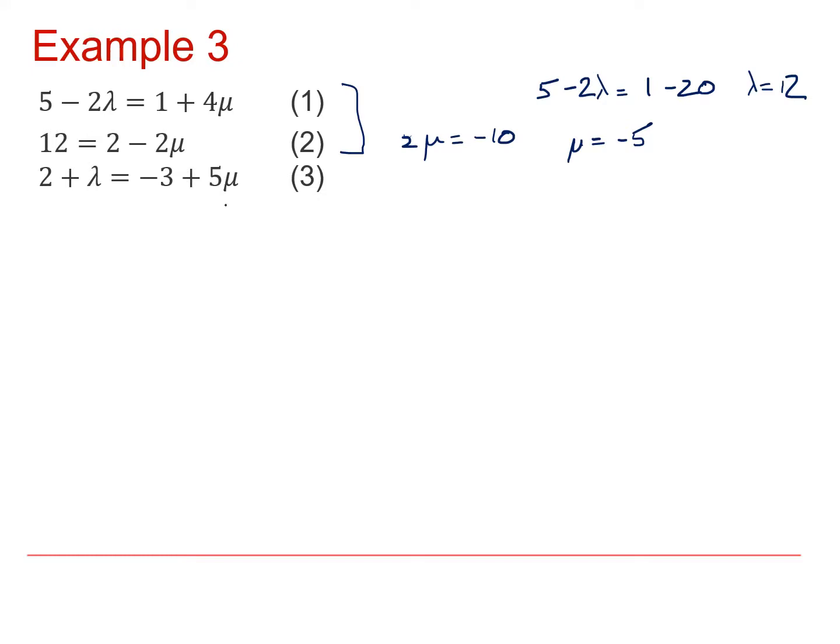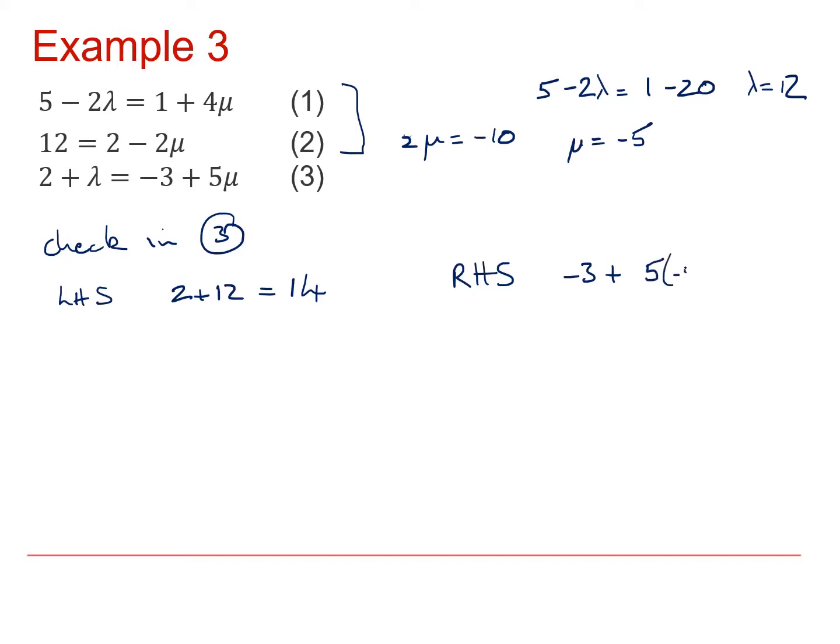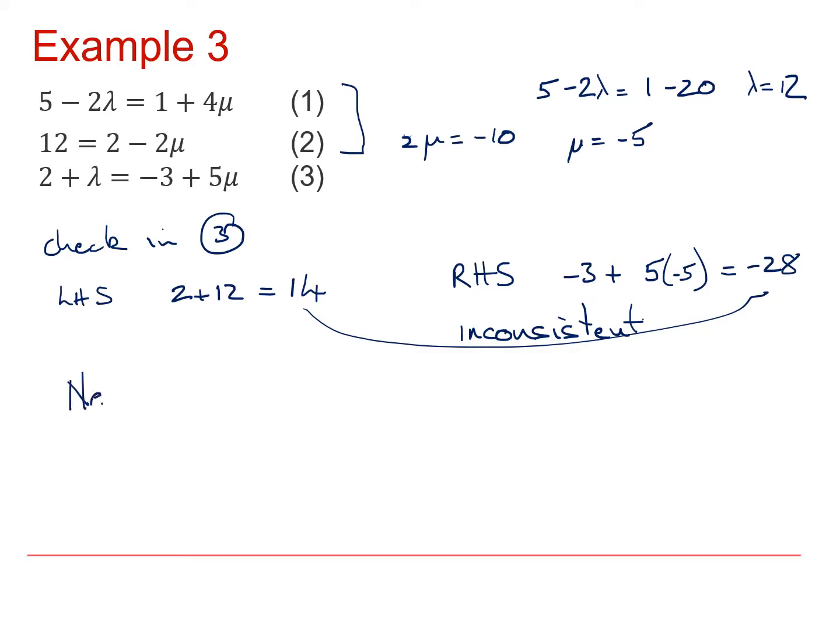Now I check that out in the third equation. So we're going to check in 3. And to do that, I'm going to look at the left-hand side, which is 2 plus lambda, so that's 2 plus 12 is 14. And the right-hand side, which is minus 3 plus 5 lots of mu, so that's 5 lots of minus 5. And this gives me minus 28. And these two are not the same, so they are inconsistent. So there is no solution.